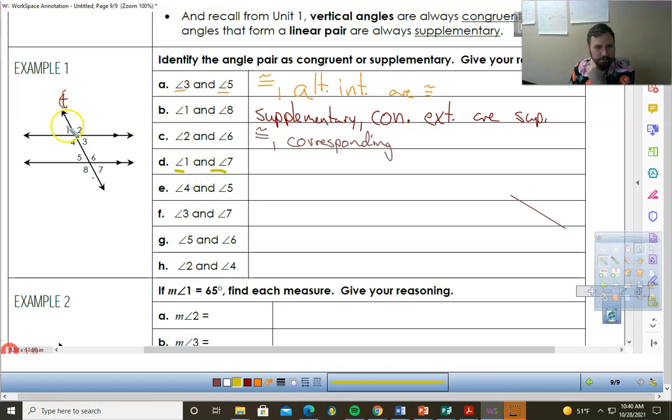1 and 7. It's kind of greenish yellow. That's gross yellow. So let's look at 1 and 7. 1 and 7 are both acute, and they're alternate exterior, so they will be congruent.